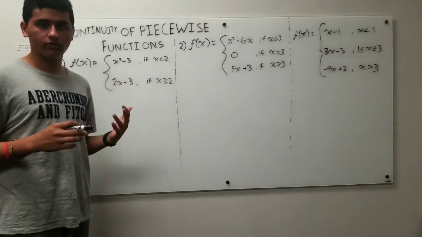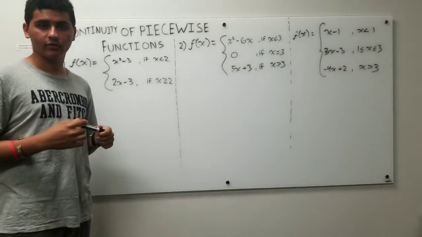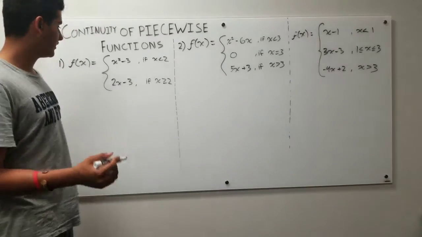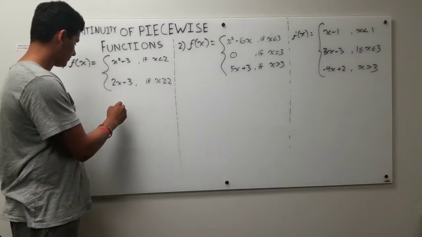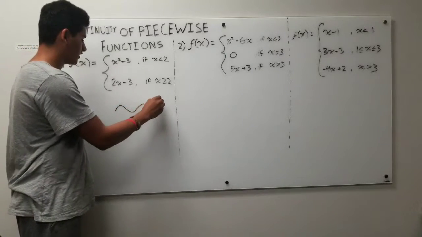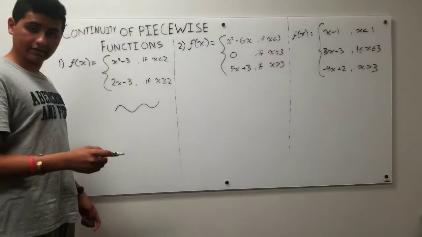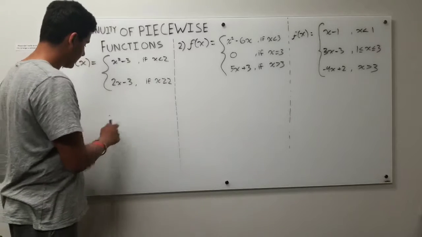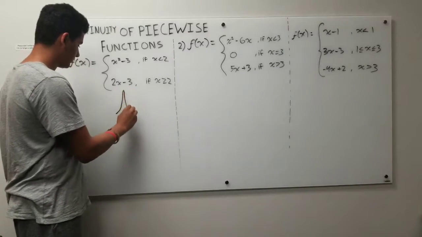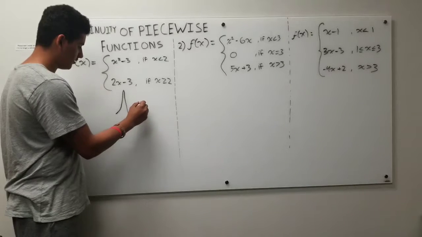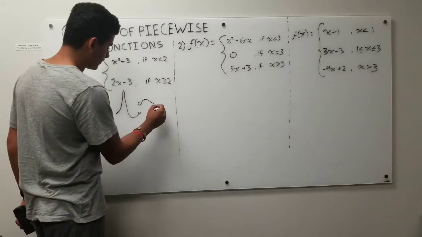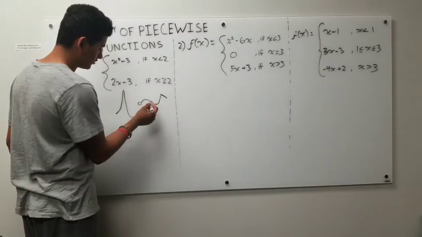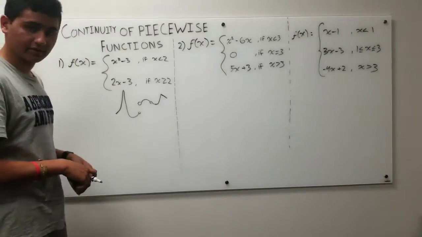In order to find the continuity of a piecewise function, before I get into that, let's discuss what continuity is. Continuity is when your graph can be drawn without lifting up your pencil or pen. It doesn't have any vertical lines, it doesn't have any jumps, and it doesn't have any sharp edges. Even a removable discontinuity can cause a function not to be continuous.